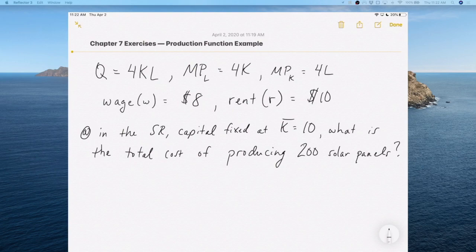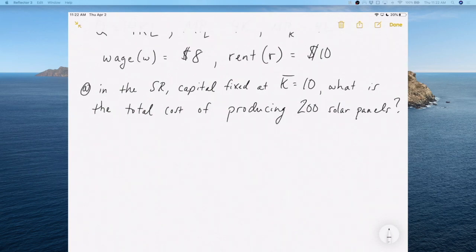The first part of the problem asks, in the short run, with capital fixed at 10 units, what is the total cost of producing 200 solar panels? So our production function up there is the production function for a firm that's making solar panels. All we want to figure out is what, in the short run, is the total cost of producing 200 of those. So how do we do that?